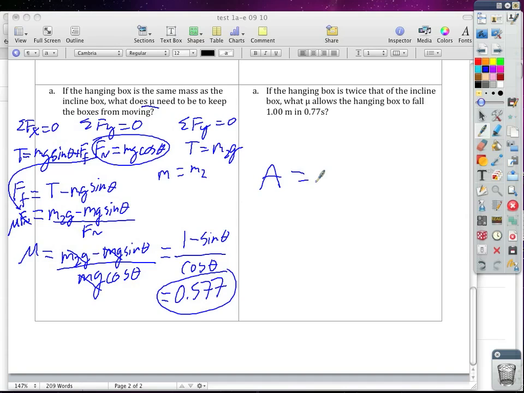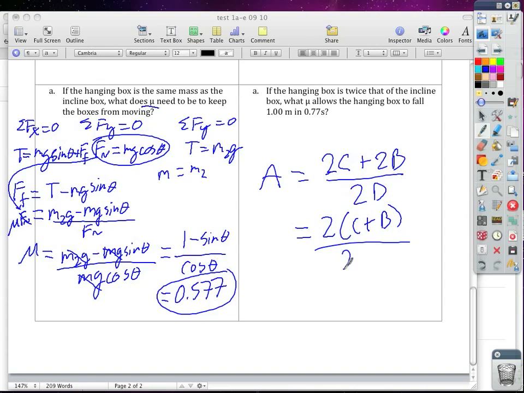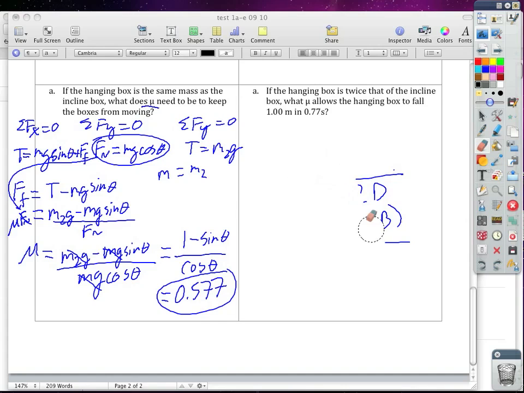A equals, let's say, 2C plus 2B over 2D. See? I can say 2 times C plus B over 2D, and that cancels out. Yeah, it was, but remember they told us in the problem, same mass. Hanging is the same mass as the incline. So that's why we're allowed to do that.